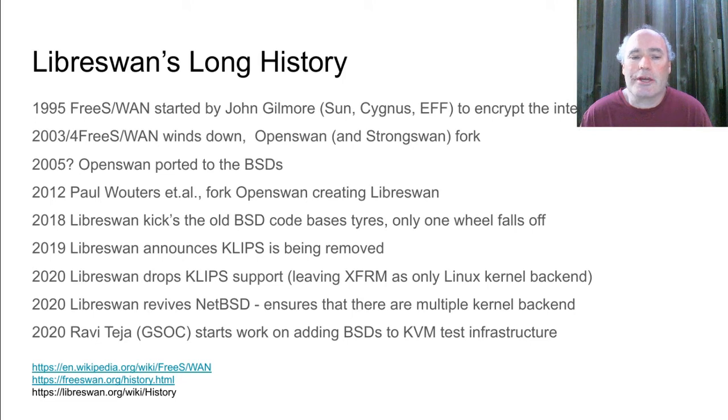So in 2018 I kicked the old BSD code's tyres just to see what had happened. Only one wheel fell off. That's impressive. It didn't take much to get transport mode working, but tunnel mode, pretty weird. Something pretty weird was going on. Turned out the problem wasn't actually the BSD code, it was the environment and the tools around it that had changed so radically that the way it was being called no longer made sense. So with that fixed, tunnel mode worked.